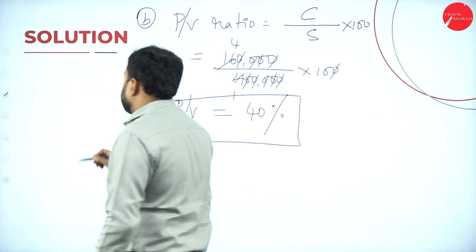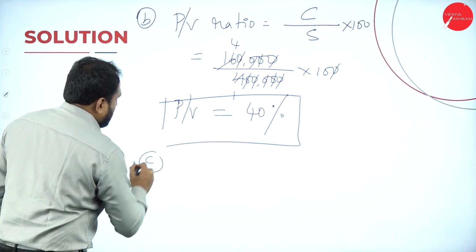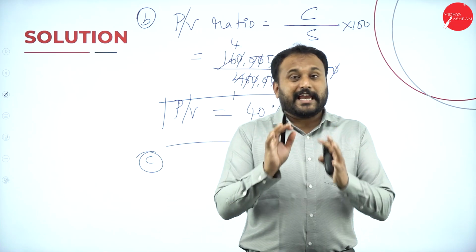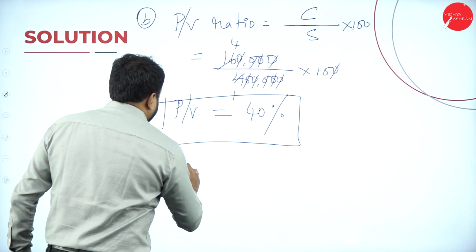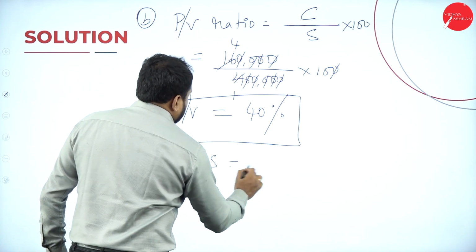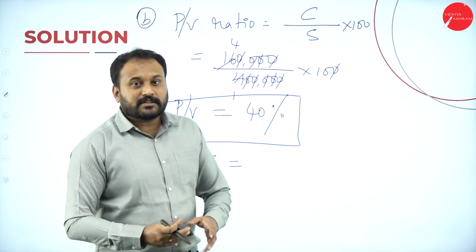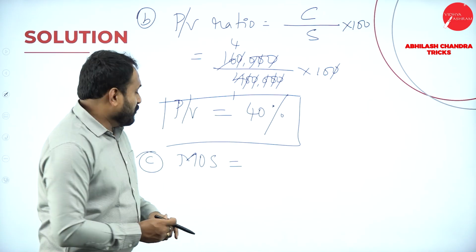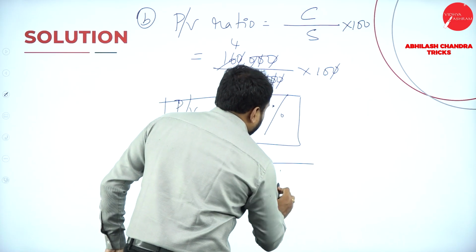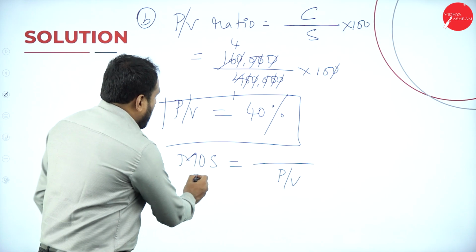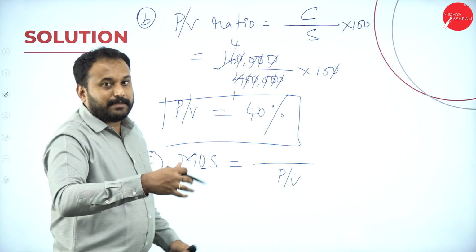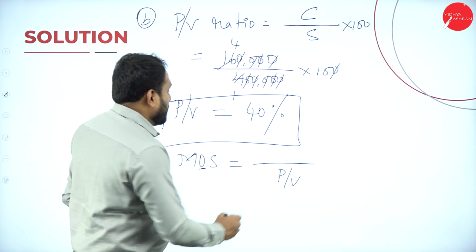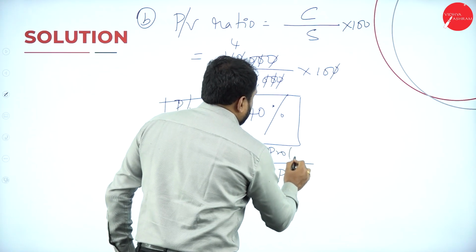A third question is there. So we'll write here C. What is it that they have asked us? They have asked us what is MOS. Now here I'll write MOS is equal to. Now for that, what exactly are you supposed to do? Go with this Abhilash Chandra tricks. For MOS, the PV is in the denominator. And after O, what will come? P. A, B, C, D, E, F, G, H, I, J, K, L, M, N, O, P. After P, in the sense what? Profit. So profit by PV.